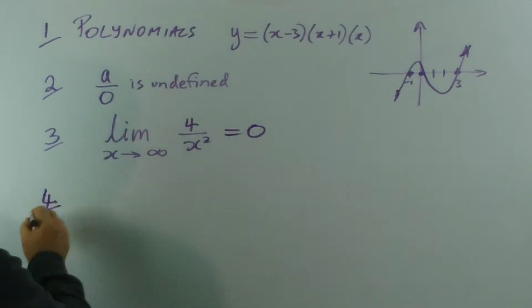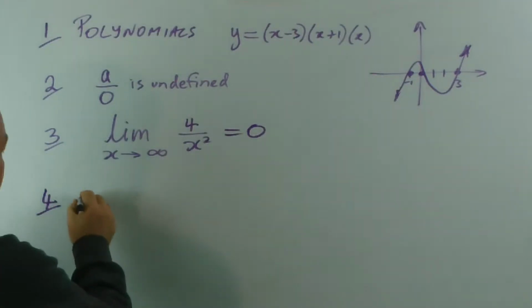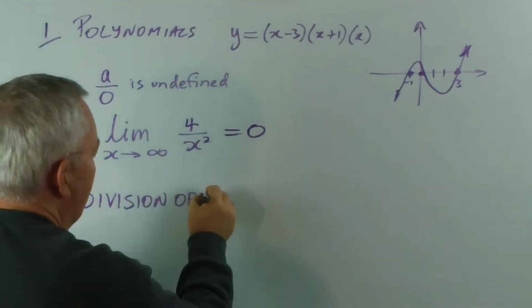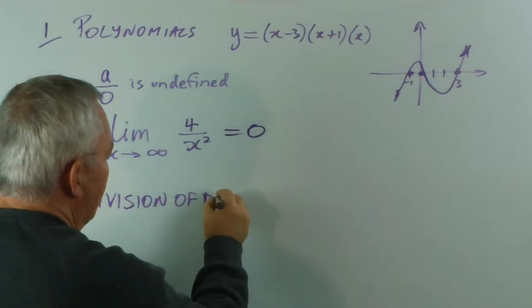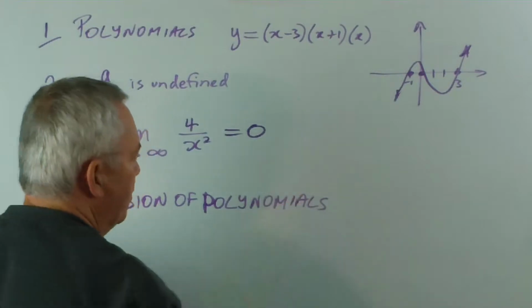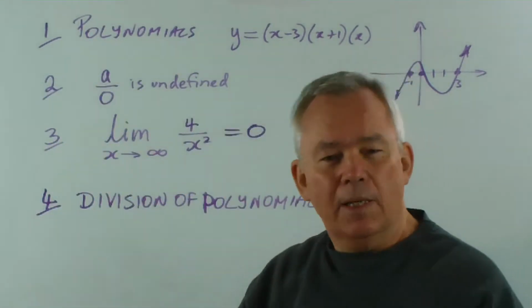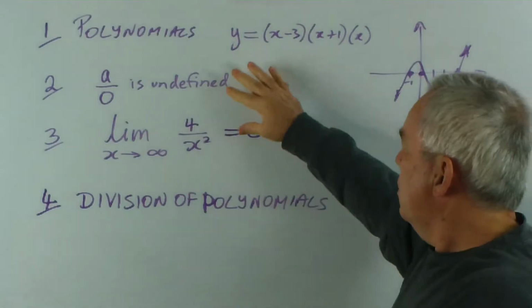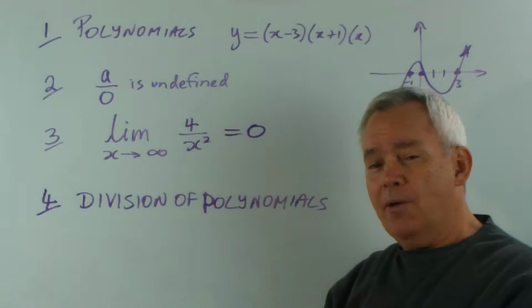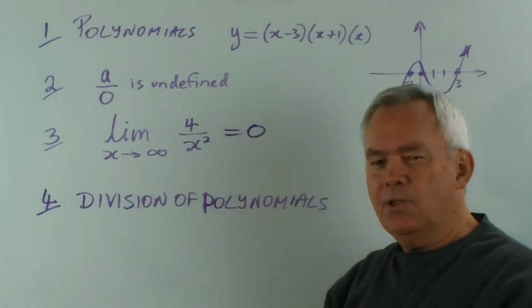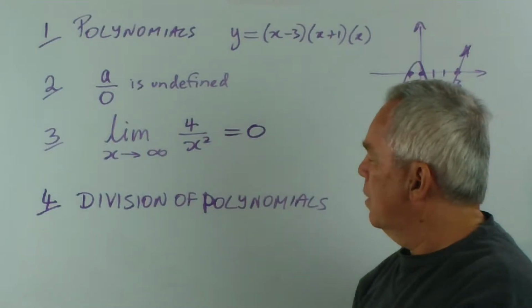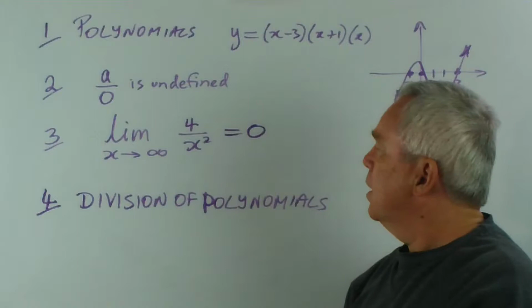Now the fourth basic principle is the principle of division of polynomials. So you must know how to perform a division. And we're going to combine these four concepts to understand how to graph and understand the basic features of a fraction or a rational function.